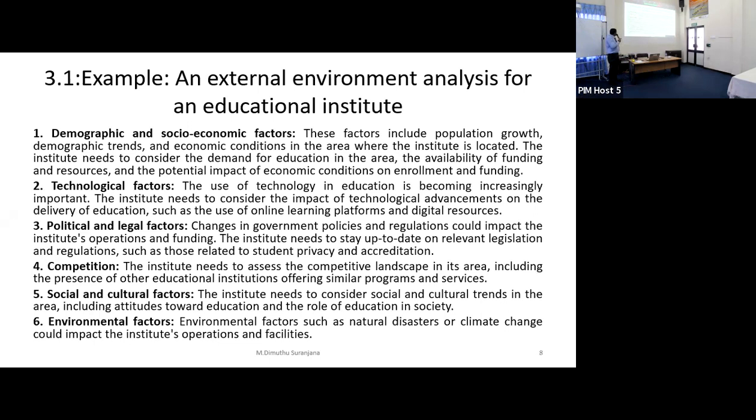Right. So here I have given an example: external environmental analysis for an education institute. Do you agree? Read what is there. Do you agree with what is given here? An example of external analysis for an education institute.